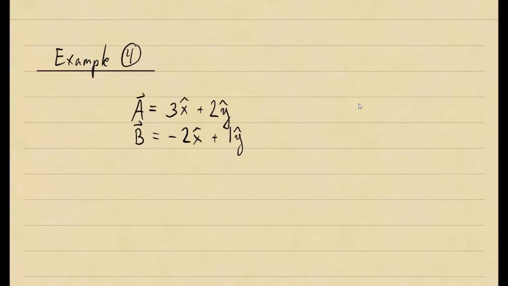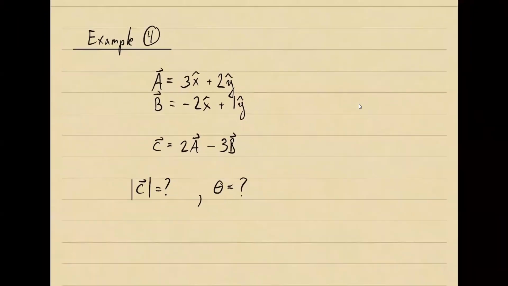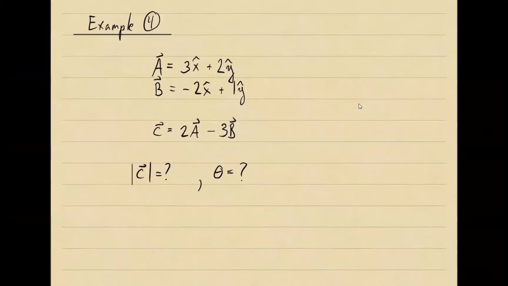And the problem says that there's some other vector C, which is equal to 2A minus 3 times B. So the problem is asking, what is the magnitude of this vector C? And it's also asking, in what direction is this vector C pointing? So let's begin. First things first, we want to reduce all of this down.